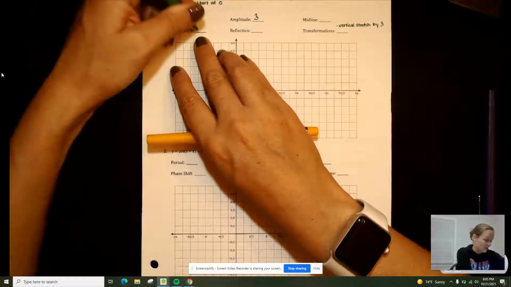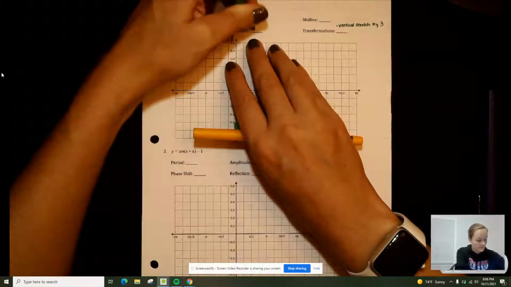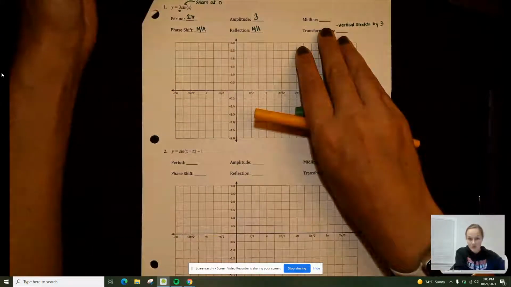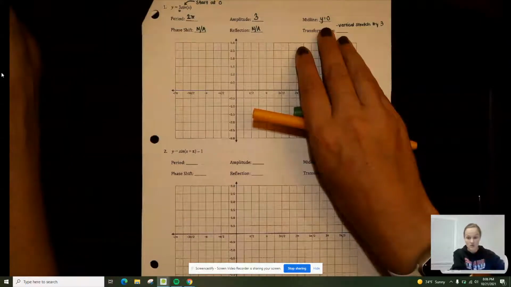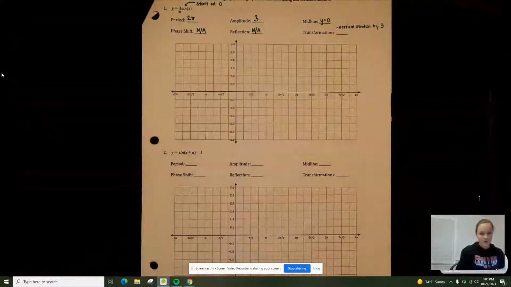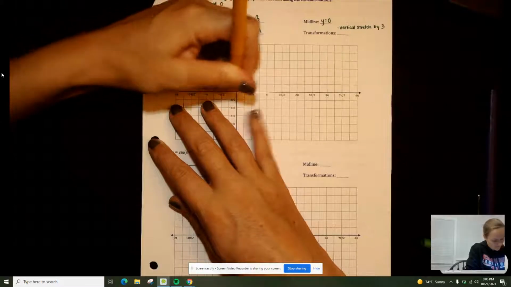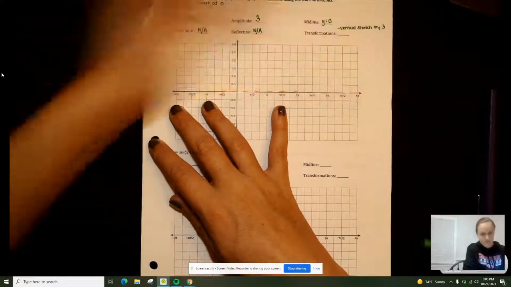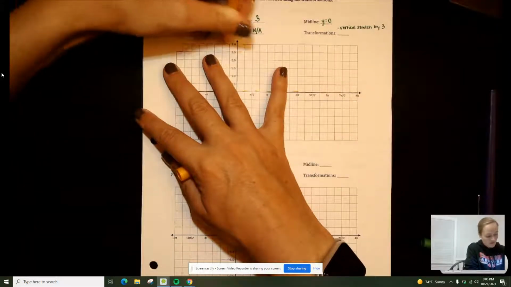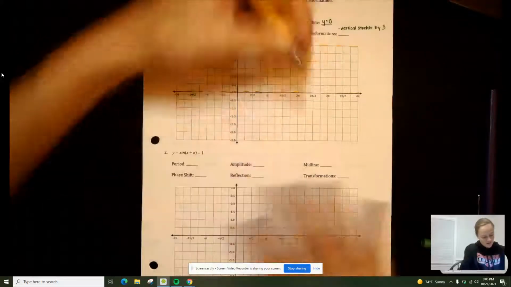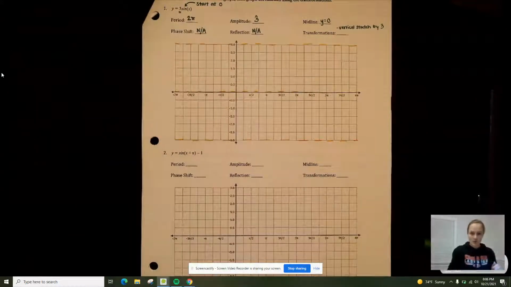It doesn't shift left or right. There is no reflection. There's no negatives in there. And the midline didn't move up or down, so the midline is at y equals 0. That's where it normally is. If I draw in that midline, which I will do, my midline is the x-axis. I'm also going to draw in where my amplitude would be with a dotted line, so I can see what it's going to be between.